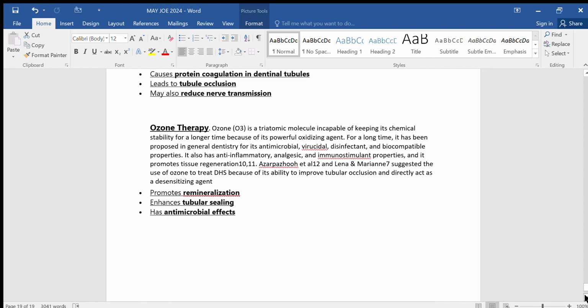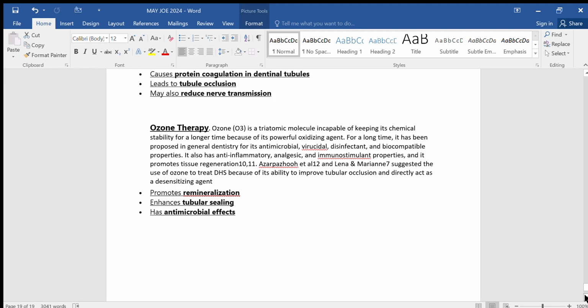Then ozone is a triatomic molecule incapable of keeping its chemical stability for a long time, because it's a powerful oxidizing agent. For a long time it has been proposed in general dentistry for its antimicrobial, virucidal, disinfectant and biocompatible properties. It also has anti-inflammatory, analgesic, immunostimulant properties. It promotes tissue regeneration. Now it has been used in the treatment of dentin hypersensitivity.